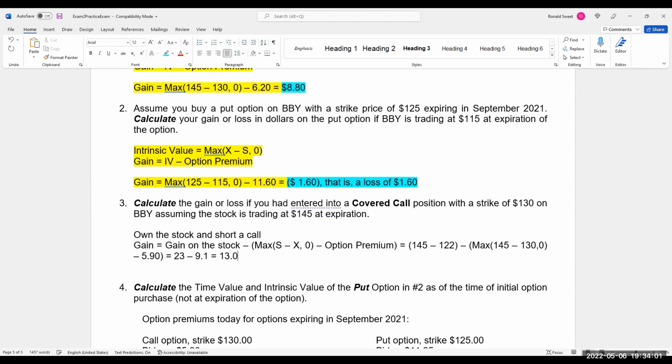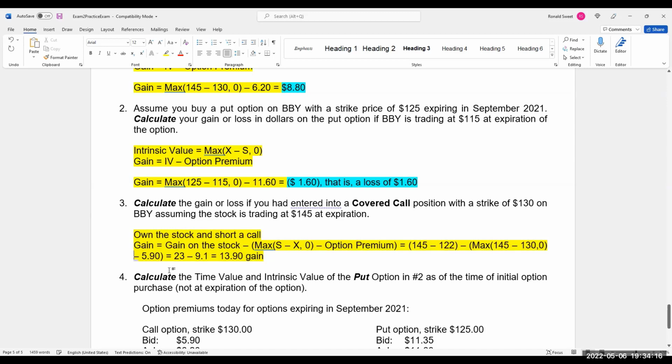And again, you might be better off to say gain or loss, so it's real clear, so there's no confusion there. That question is actually not missed as much as the relative value question.